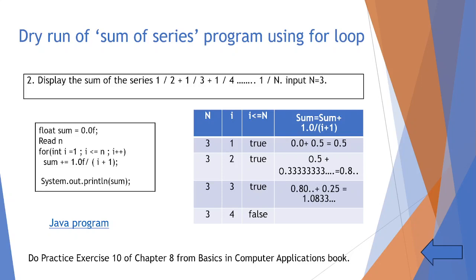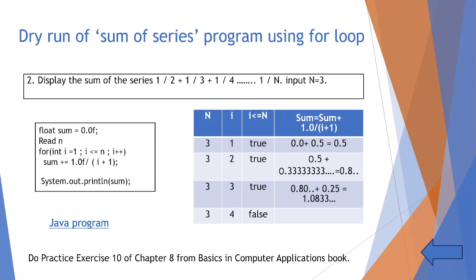First, let's see with a float variable. Let's assume input n is 3. Float sum is equal to 0.0f. All float literals should be initialized with f, either capital or lowercase. Now try to read n. i is equal to 1 to n, that is n is 3, i plus plus. Sum plus equal to 1.0f upon i plus 1.